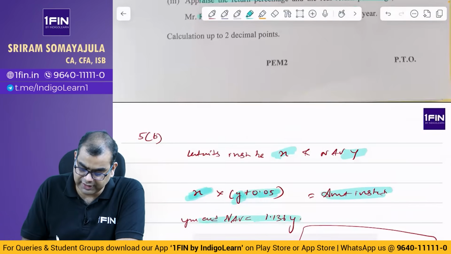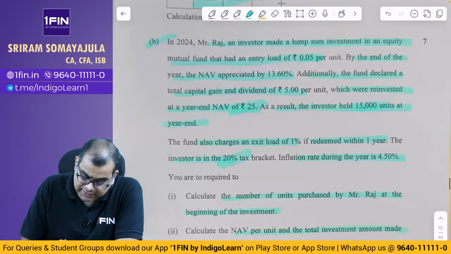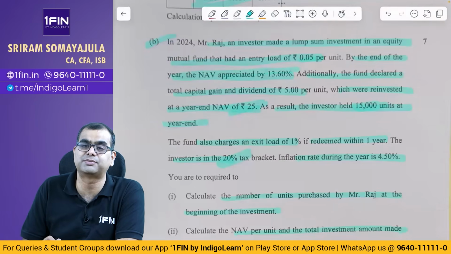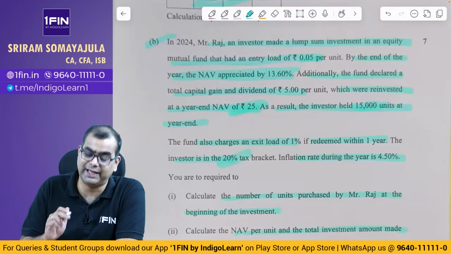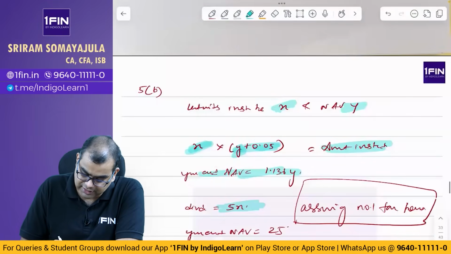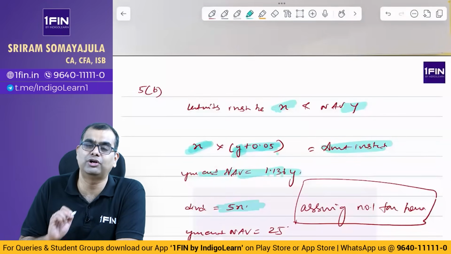Okay. What is year-end NAV? They said year-end NAV appreciated by 13.6%. So this 25 of year-end NAV is whatever our NAV is. What is NAV? Y. 1.136Y is equal to your 25.